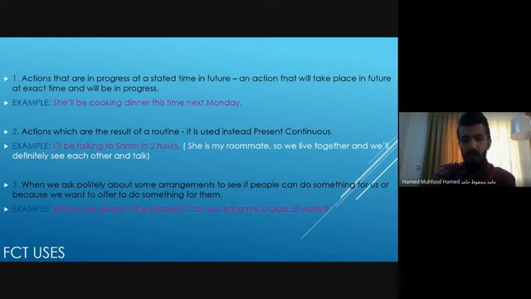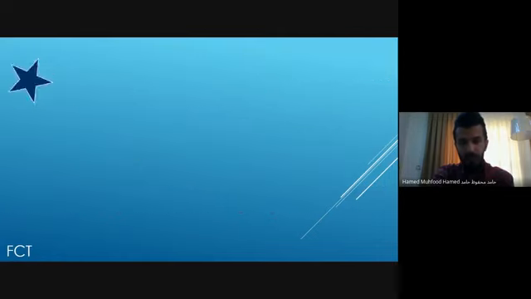So if you want someone to do something for you and you want to offer them something, you can use the future continuous tense to ask politely for some things. Okay, so these are the uses of the future continuous tense, right?